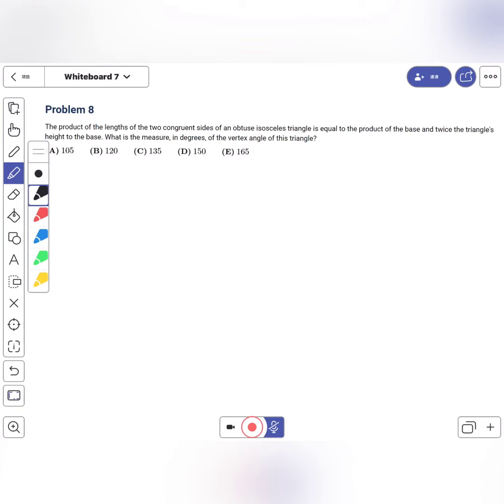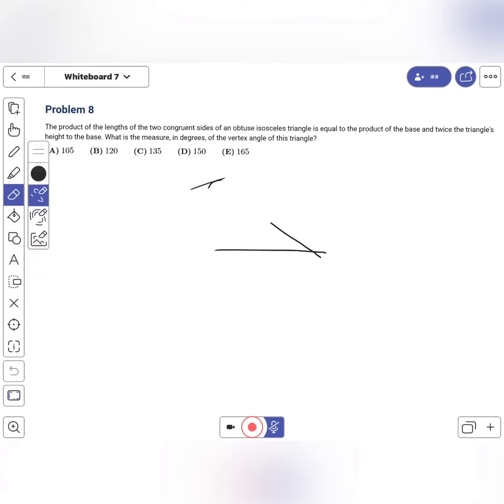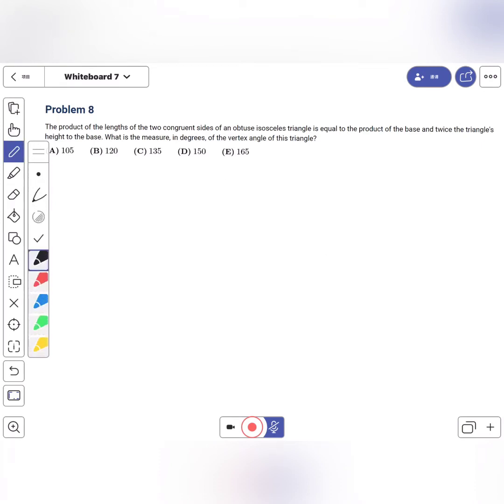The next problem: the square of the two congruent sides of an obtuse isosceles triangle is equal to the product of the base and twice the triangle's height to the base. What's the measure of the vertex angle of this triangle? So keep in mind that the vertex angle is going to be this angle. Now, first let's read the problem, and we see that it tells us the product of the base and twice the triangle's height to the base.